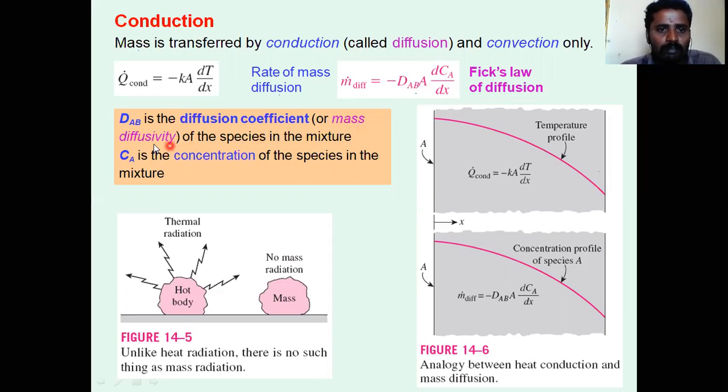Diffusion coefficient, or mass diffusion. Ca is the concentration of the species in the mixture. For example, water and salt is a mixture. There is a higher concentration of salt and a lower concentration of salt, so we find out the concentrations. The next topic is the analogy between heat and mass diffusion.